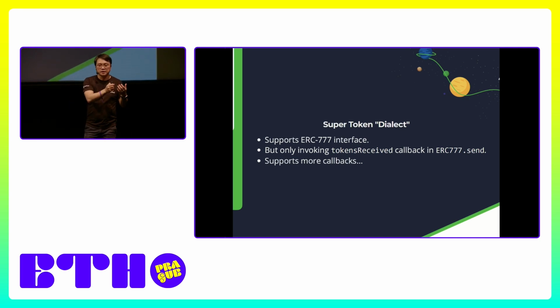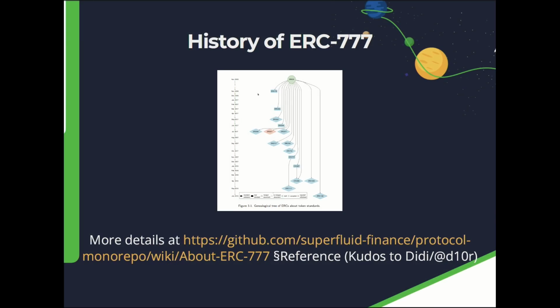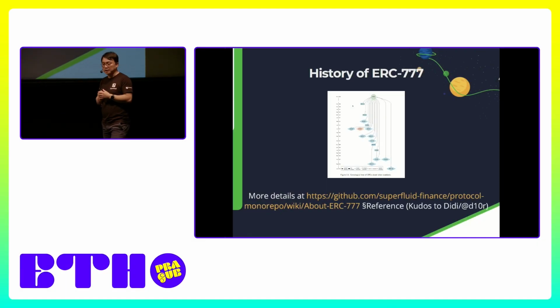So in our token variation, we actually disabled that ERC-777 transfer semantic. We just make the ERC-777 send have the callback, right? So in fact, super token comes with more callbacks. Before I go on, there's actually a very good genealogy tree study of the ERC20, right? More detail you can find from our monorepo wiki page, a page called About ERC-777. Kudos to our colleague Didi.